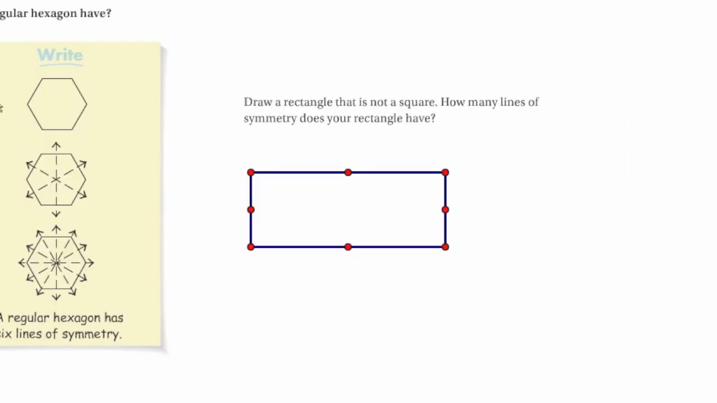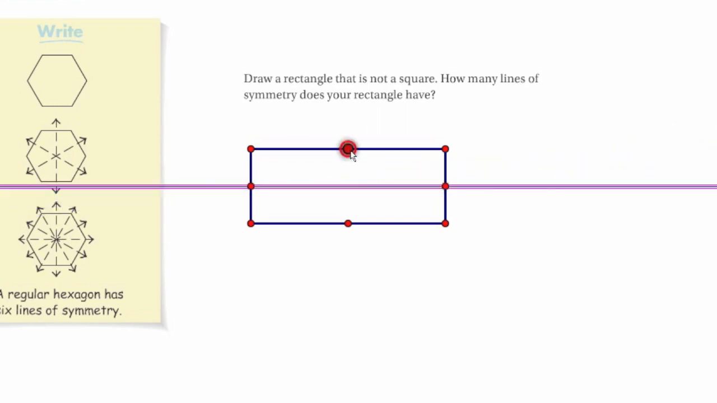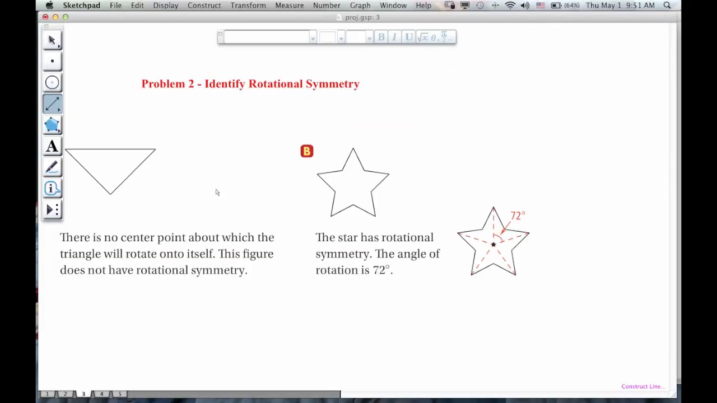So next, we're gonna draw a rectangle that is not a square, and we'll see how many lines of symmetry the rectangle has. So 1, the midpoints, but we can't draw the diagonals on the rectangle because if we try to fold a rectangle paper, we can't fold it into 2 triangles. So the second type of problem that we'll come across is one that asks us to identify rotational symmetry.